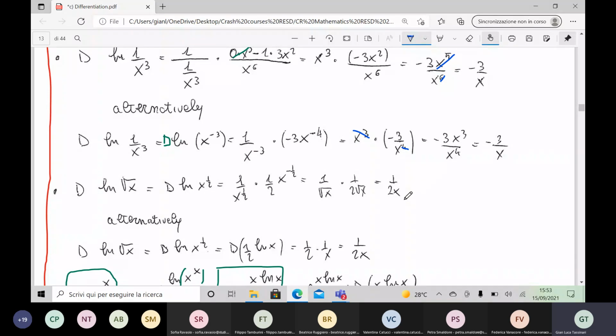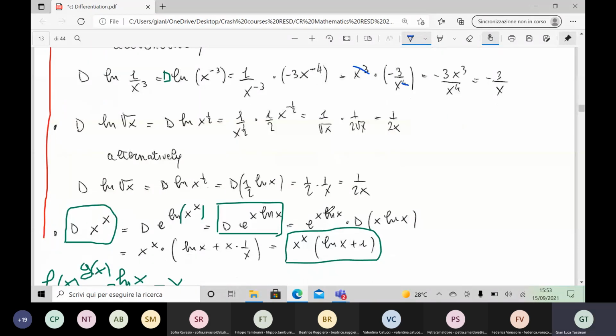Let me see what I did below, because I wrote alternative. Alternatively, you see, I did again the same derivative. I did the same steps.